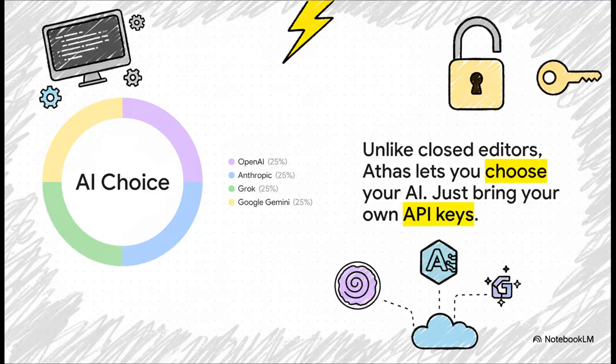Now, this is where Athos really starts to shine. Its whole approach to AI is different. Unlike a lot of other editors that try to lock you into their one specific AI service, Athos says, hey, bring your own API keys. You can plug in models from OpenAI, Anthropic, Google, whoever you want. You get to choose the best AI for the job. For developer freedom, that is a huge deal.